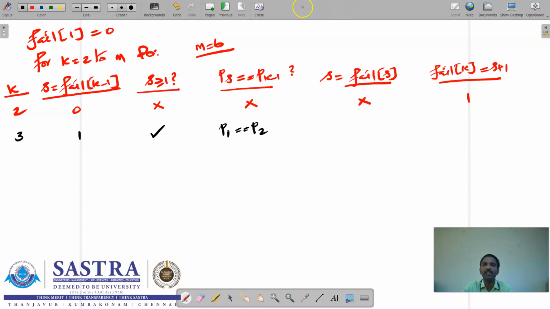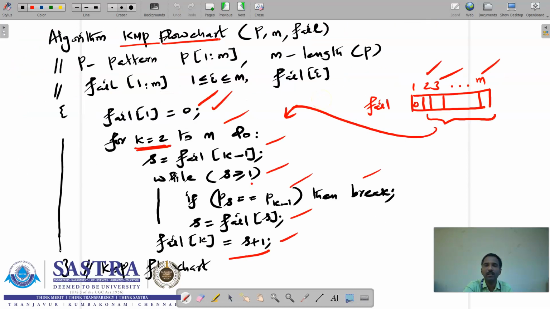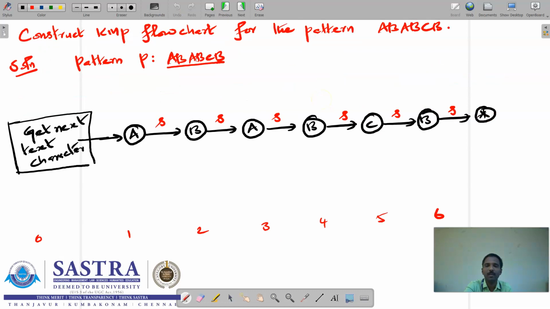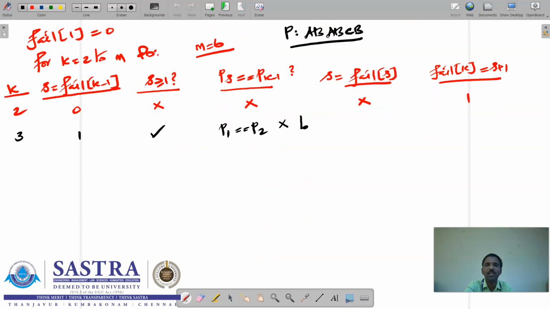Now what is the pattern? Let's write here. This is AB, AB, CB. Checking if P1 is equal to P2, the condition becomes false. So if PS is PK minus 1, then break. If the condition is false, the break will not get executed.